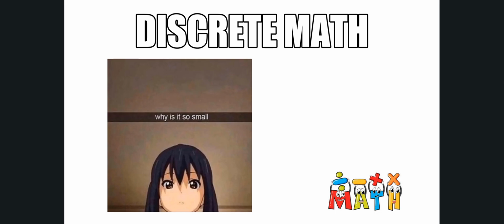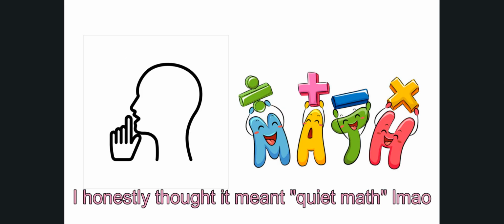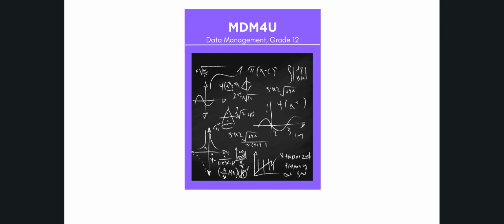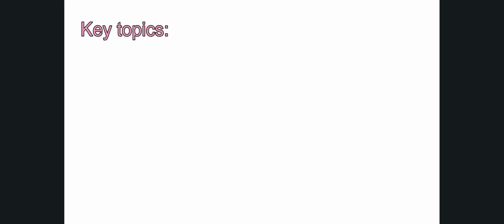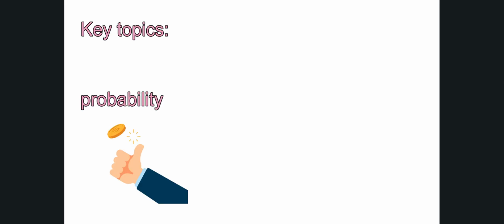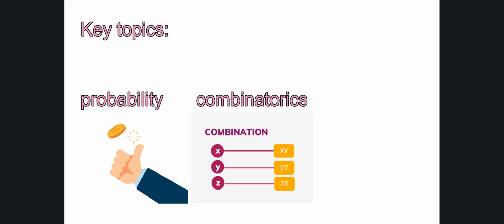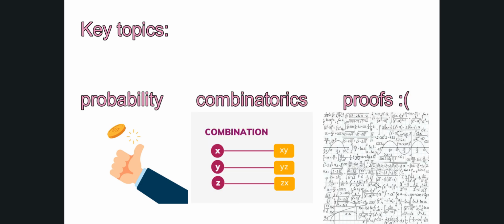Let's get started. So what is discrete math? Well, if you took data management in your high school, or whatever the probability course in your high school was, you probably have a decent head start. To my knowledge, this course deals with a lot of different topics. Probability, like I've just mentioned, but also things like combinatorics, and worst of all, proofs.